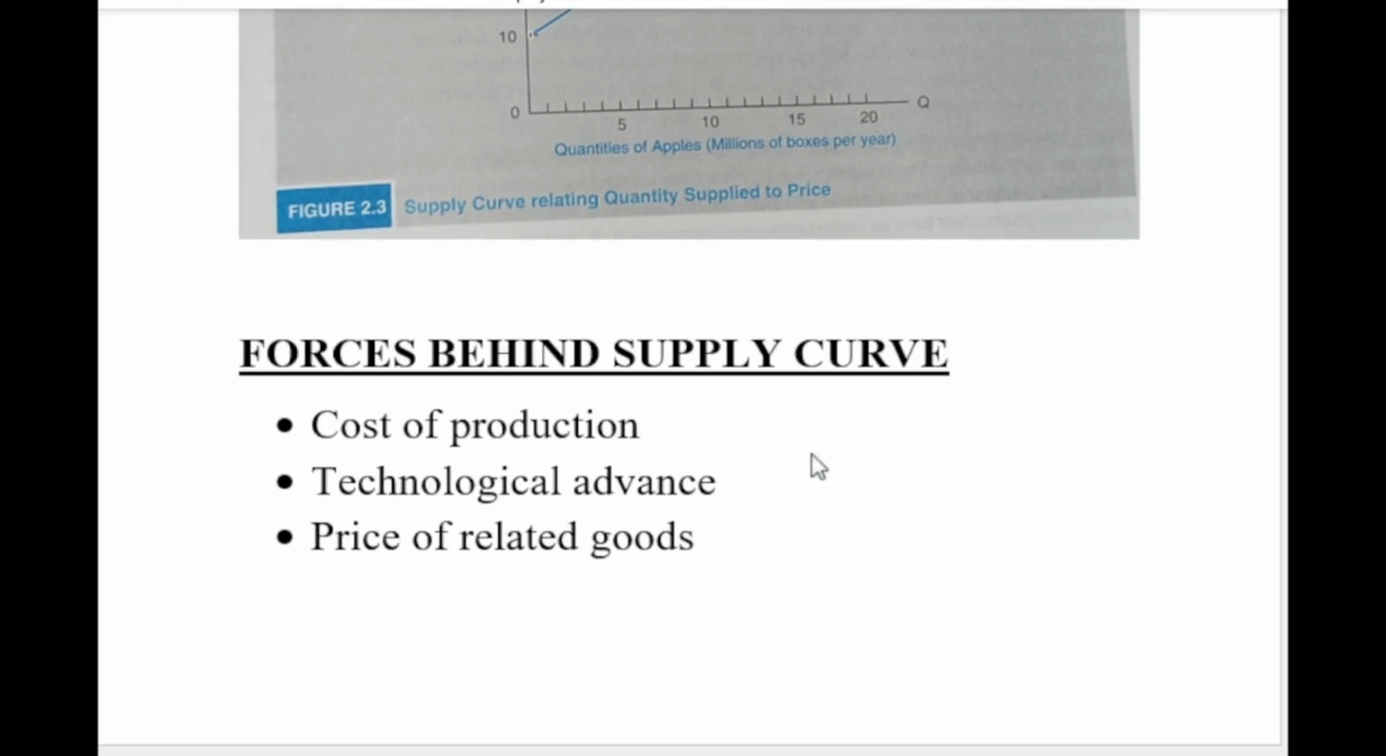What are the forces behind the supply curve? One major element underlying the supply curve is the cost of production. We all know that every good produced requires land, labor, capital, and entrepreneur. So these are the four factors of production which are needed to create the supply of goods.